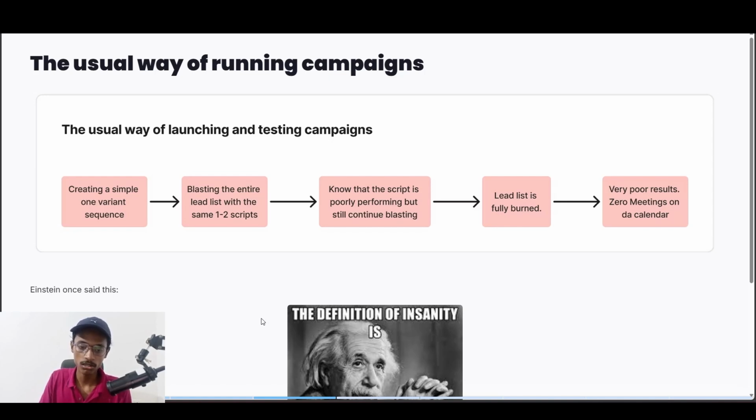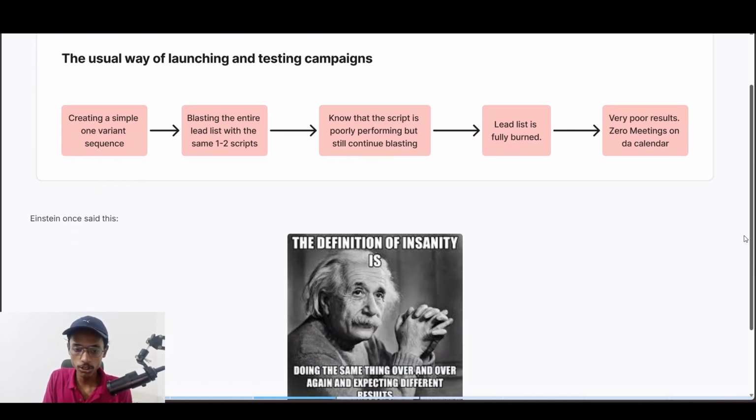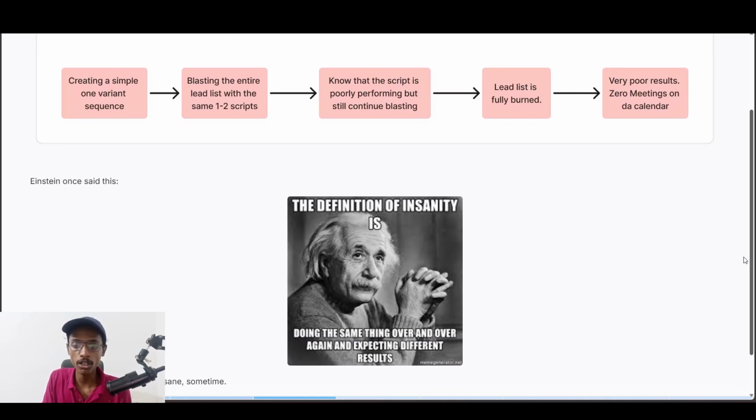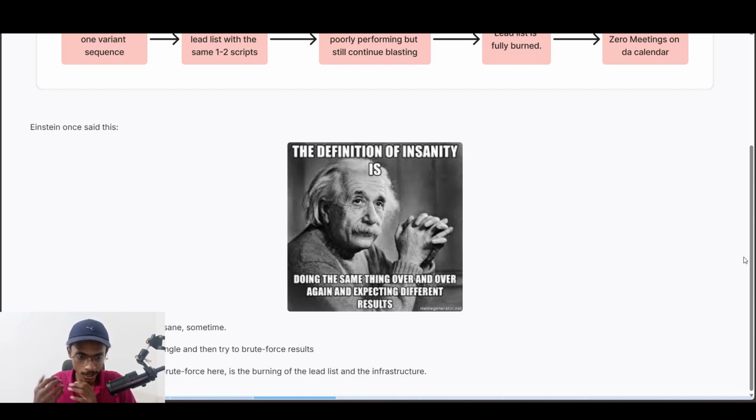Einstein once said this: the definition of insanity is doing the same thing over and over again, expecting different results. By this definition, a lot of us are insane sometimes. You create one messaging script or angle and then try to brute force results. You can brute force results, but if you take something that's working poorly and try to brute force that, you're only going to get poor results. The only thing we manage to brute force here is the burning of the lead list and the infrastructure.